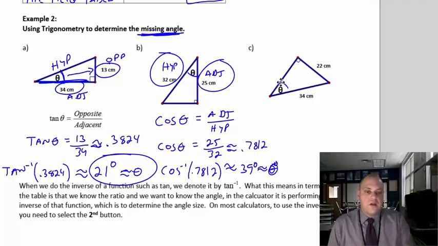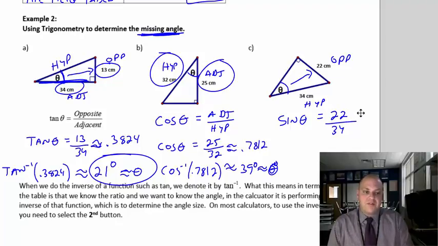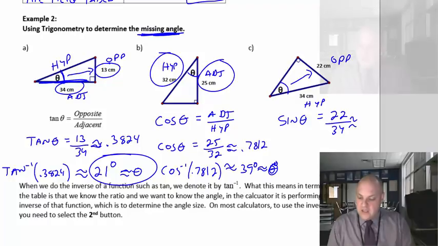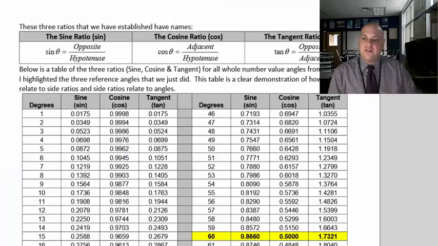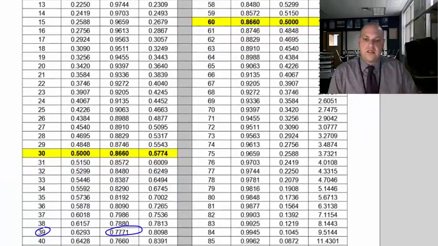And then this one here, we have opposite, and this is my hypotenuse. So opposite over hypotenuse is going to be sine. Sine theta equals 22 over 34, opposite over hypotenuse. Okay? And that's approximately 0.6471. All right, so we're going to our table and looking for sine 0.6471.